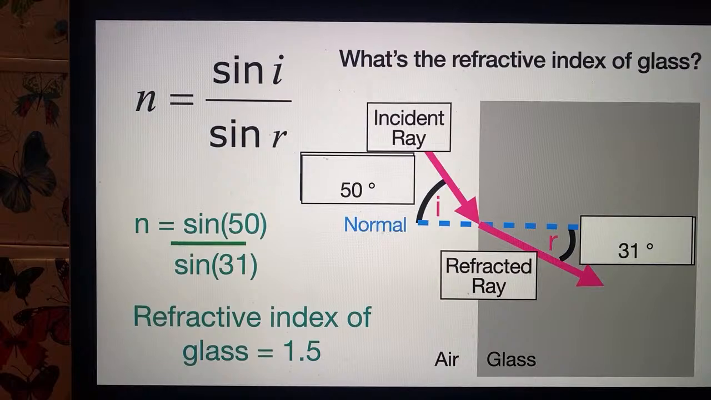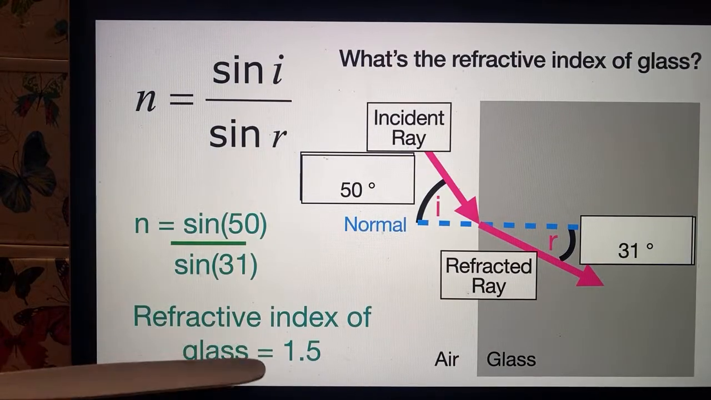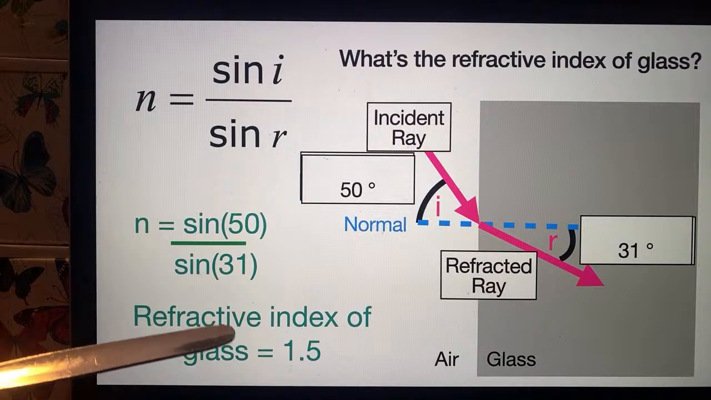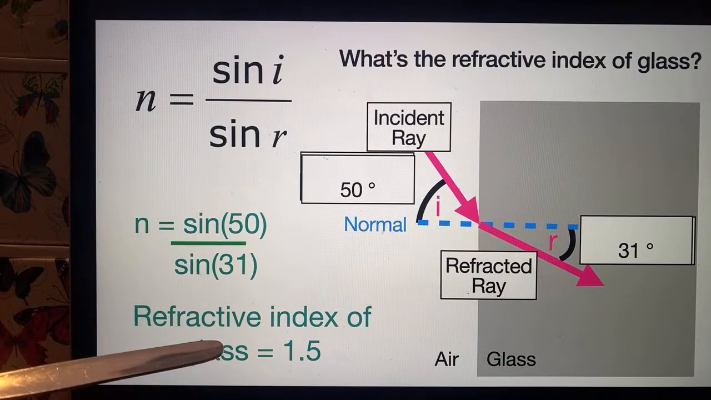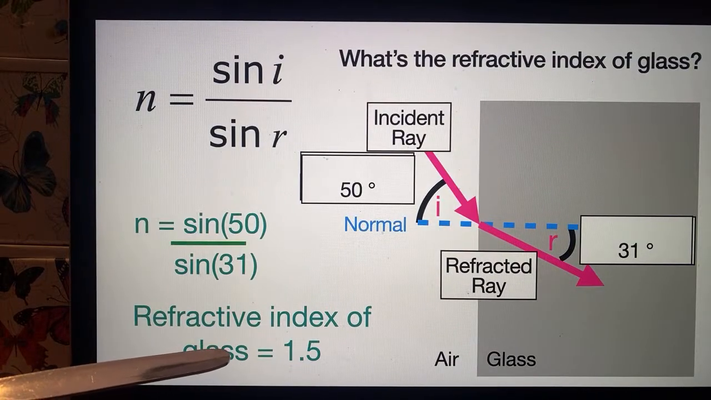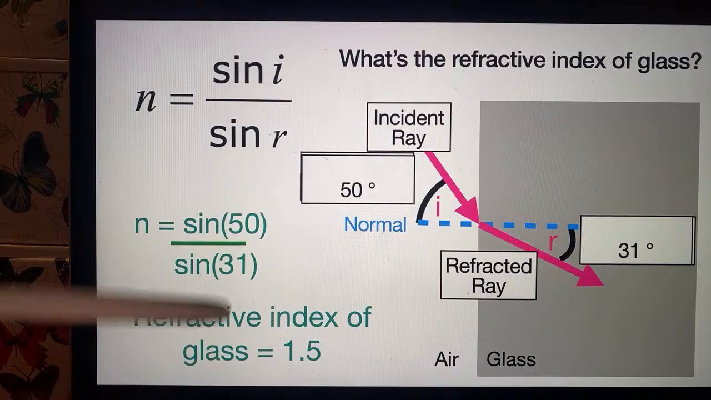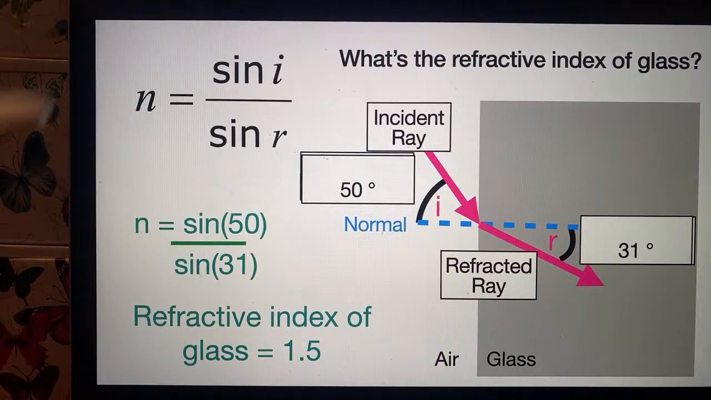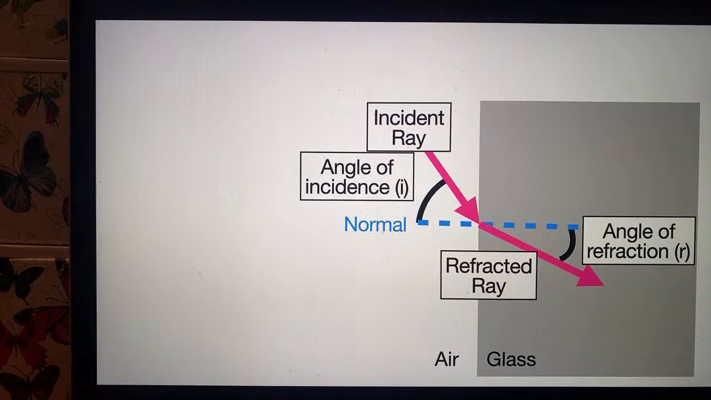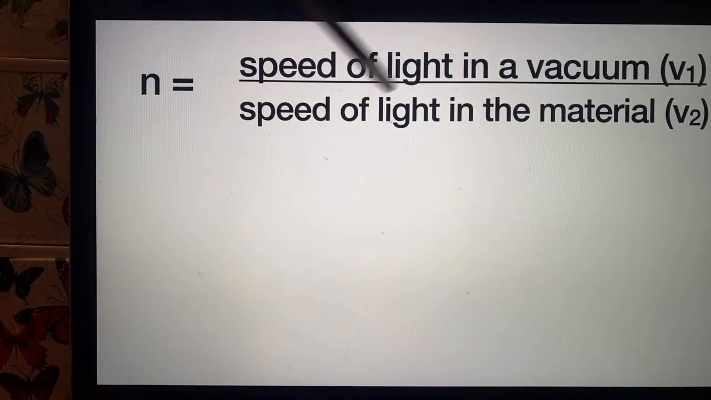So there you go. Please note, what are the units of refractive index? Is it meters, meters per second squared, newtons? I'm pointing to the equation. What unit do you get if you divide sine I by sine R? Careful. Let's go back a bit. What do you get if you divide a speed by a speed? Oh, it's tricky, isn't it?